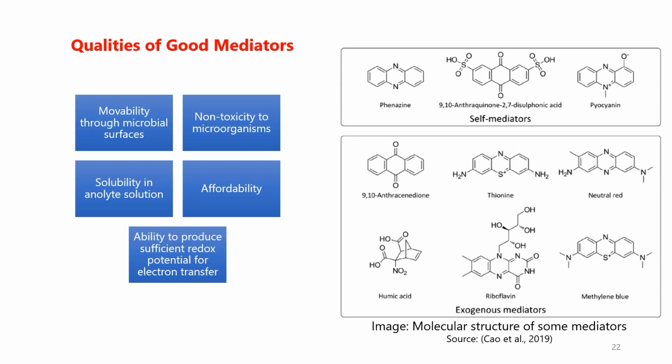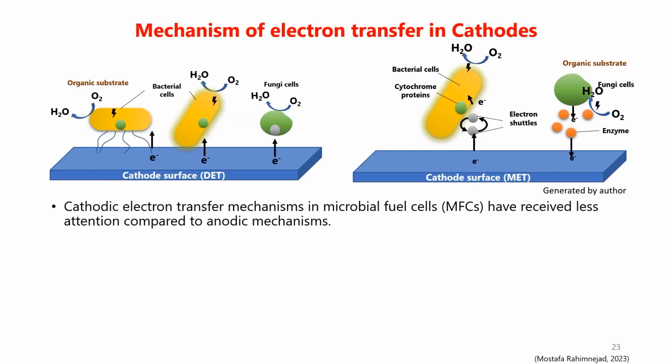So, some of the examples of good mediators are phenazine, which are called the self mediators, or you have 9,10 anthraquinone 2,7-disulfonic acid and pyocyanin. Then we have exogenous mediators like methylene blue, riboflavin, humic acid, neutral red and thionin, or 9,10 anthracenedione. So, let us have a look into the mechanism of electron transfer in the cathodes.